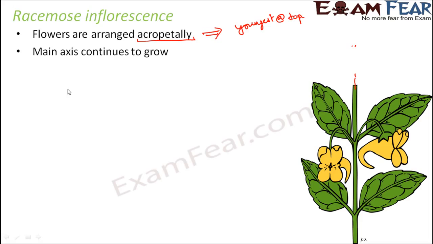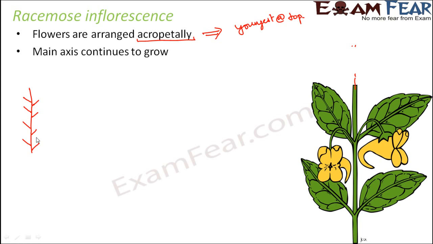Here the main axis continues to grow because the main axis will never bear a flower. I mean, it will not terminate into a flower. The flowers will always be arranged somewhere here and there on the main axis. Let us look at some examples of the racemose arrangement. It is something like this. If this is my floral axis, you can have flowers in this fashion.